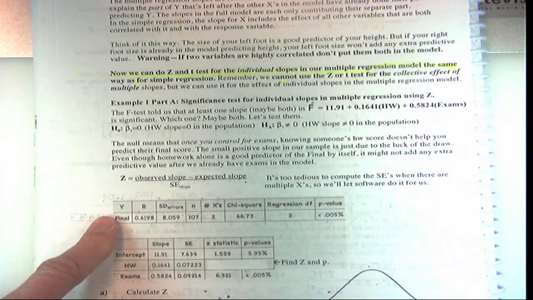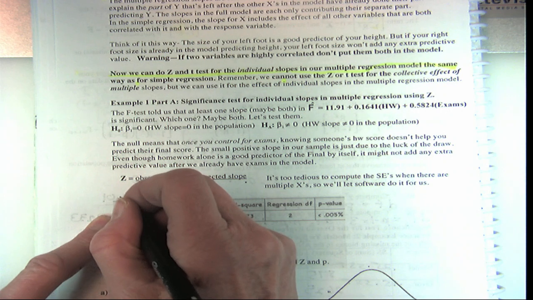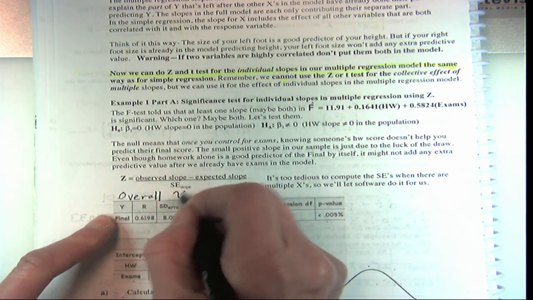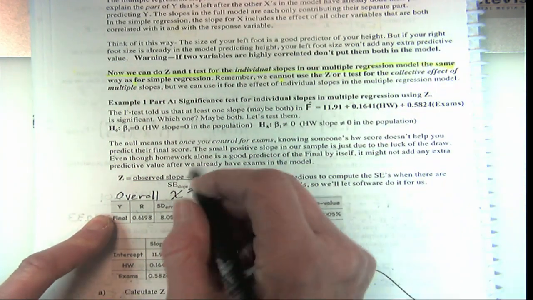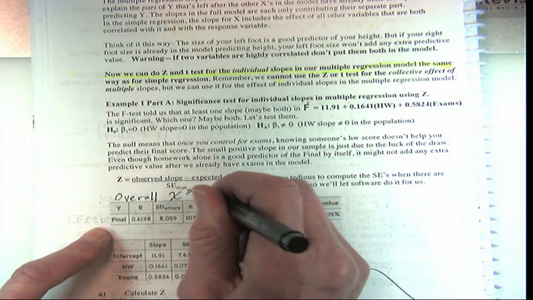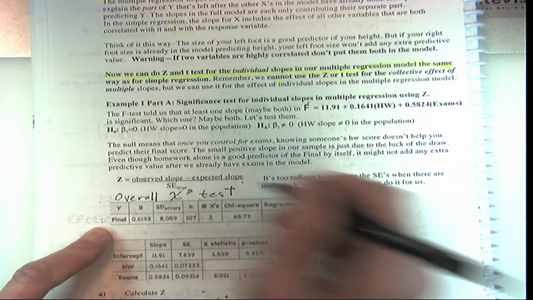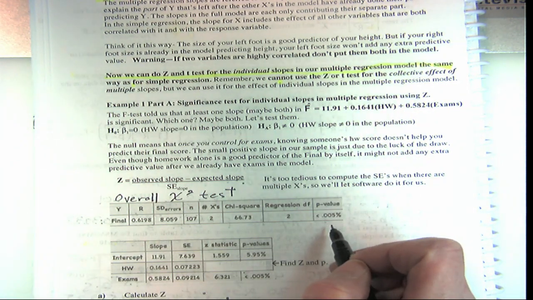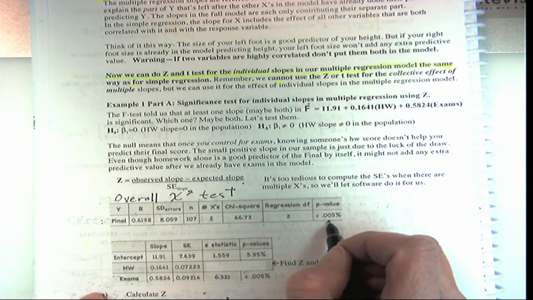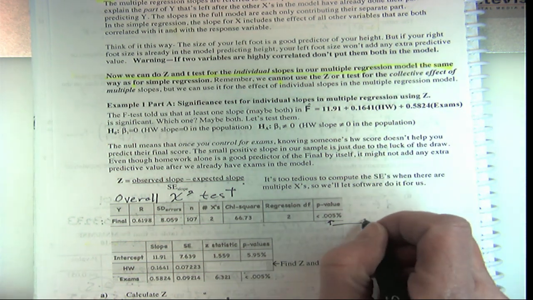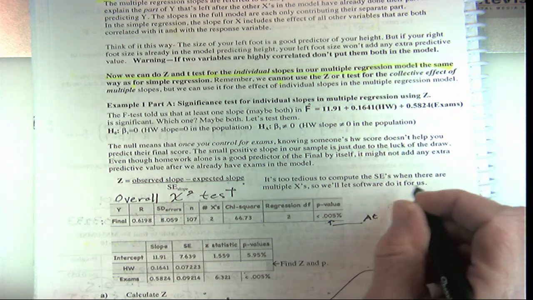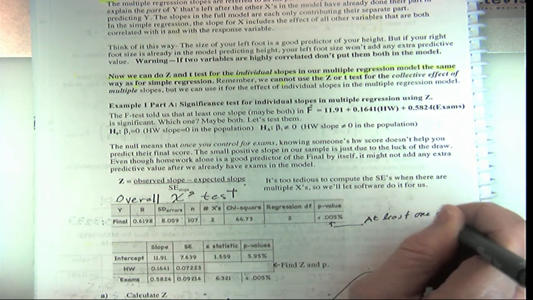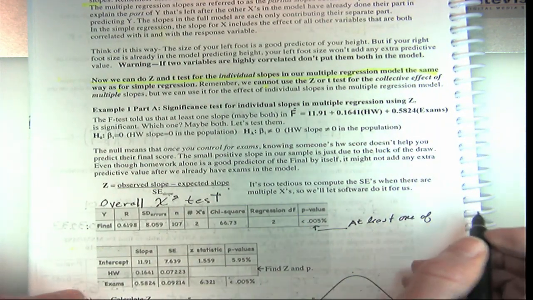Here, right here, let's look at this. This is the overall test we've already done. So this is the overall chi-square test. We also did an F-test, which we'll look at on the next page. So this is the overall chi-square test right here. And of course we saw this was significant, which means what? We rejected the null and we said at least one of the slopes, maybe both.